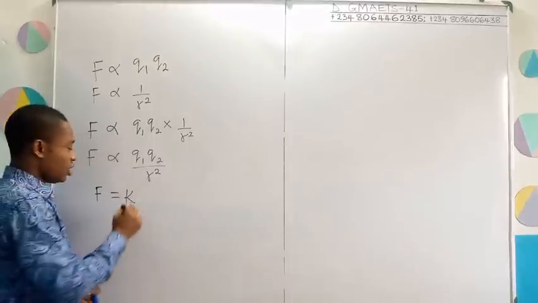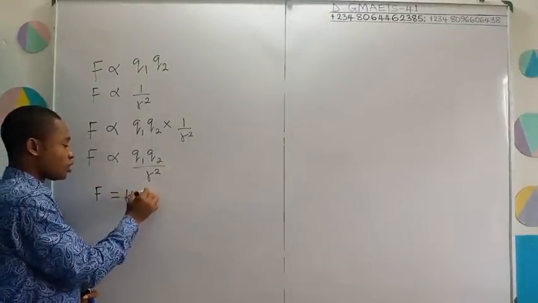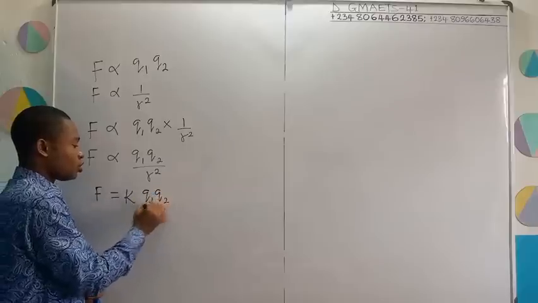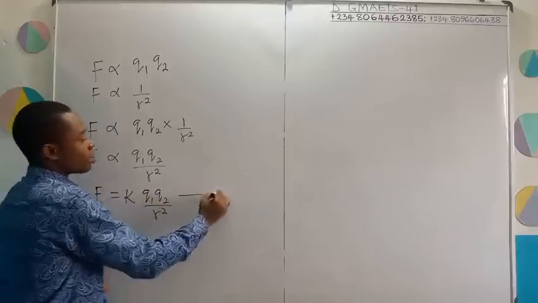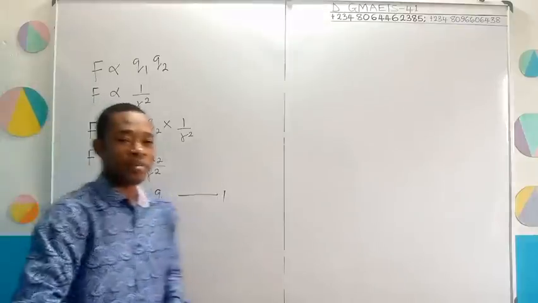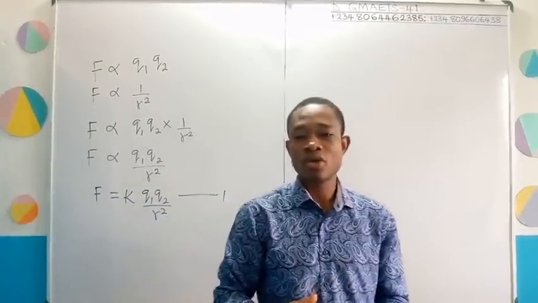Are you following, right? This is going to be multiplied by Q1, Q2 over square of R, which will simply give us Q1, Q2 over square of what? R. We shall call this equation 1. So this is a mathematical equation describing Coulomb's law.